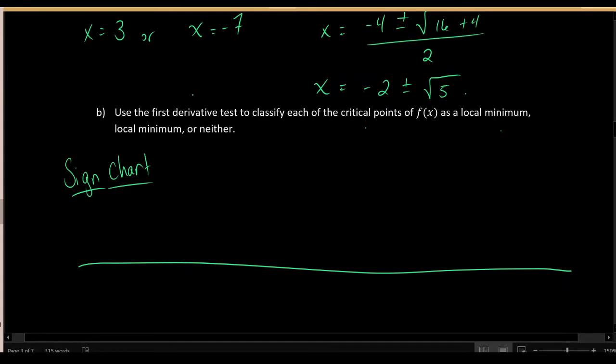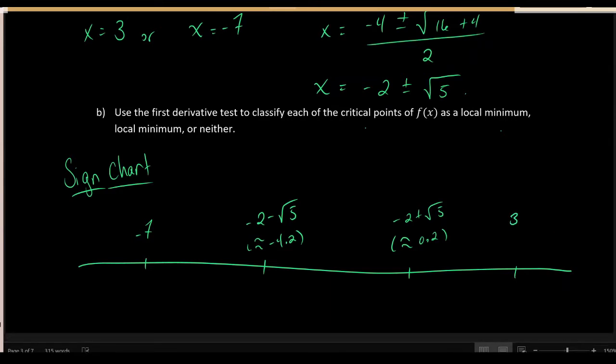So it looks like the smallest of these critical points is probably down here at negative 7. I think that the next smallest is given by negative 2 minus root 5, whose value is approximately negative 4.2. The next one I think is negative 2 plus square root 5, whose value is approximately 0.2. And then we have x equals 3, the final critical point over here on the right side.